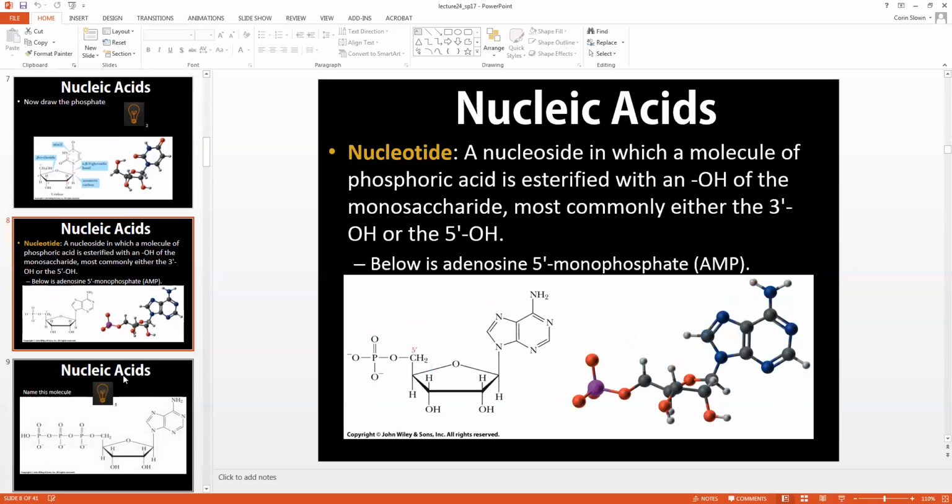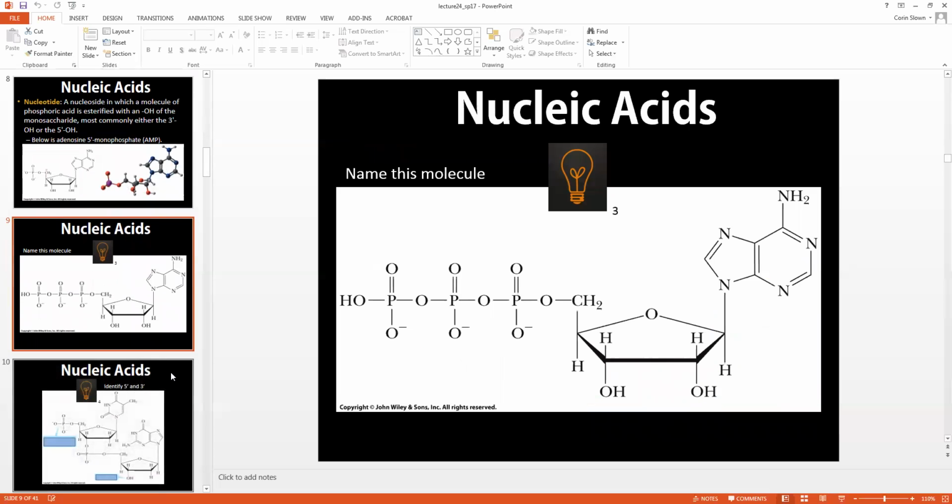So a nucleotide is a nucleoside that now has a molecule of phosphoric acid esterified with an OH of the monosaccharide. Typically, this occurs at either the 3' OH or the 5' OH. So if you take a look below, this is adenosine 5' monophosphate, or AMP, a very common cellular signaling molecule. Now, if you think about what you already know in terms of how we've named molecules like adenosine 5' monophosphate, AMP, how would you name this compound? If you said ATP or adenosine triphosphate, you are correct.